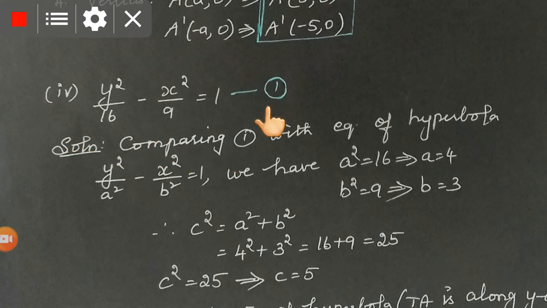So, let us compare this equation. Name it as equation 1. Either y square by a square minus x square by b square is equal to 1, we can compare with that. Now compare these two. In the place of a square we have 16 and in the place of b square we have 9. Therefore, what is the value of a?